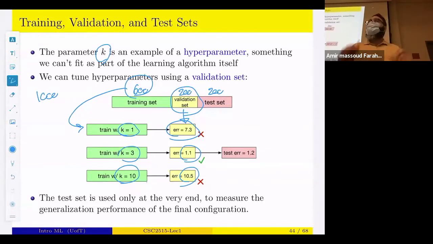Because the distributions of the validation set, test set, and training set are all the same, we can infer that if we choose this hyperparameter, the performance would be this amount. And then if we transfer this algorithm to the test situation, the performance would also be around what we estimated using validation.